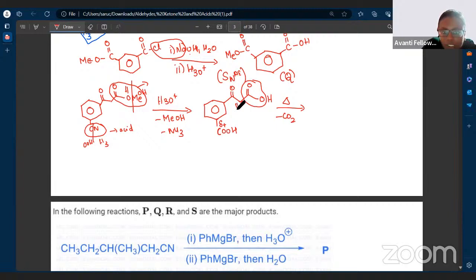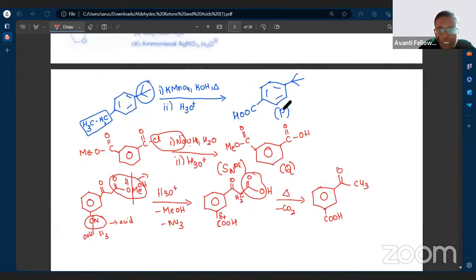Here this COOH is attached to CH2, so it will undergo decarboxylation to form an alkane. So CH2 will get converted to CH3. So you'll be getting a ketone, and this acid will remain an acid. Okay, did you get why this happens? Clear? Yes. And what is the second step?